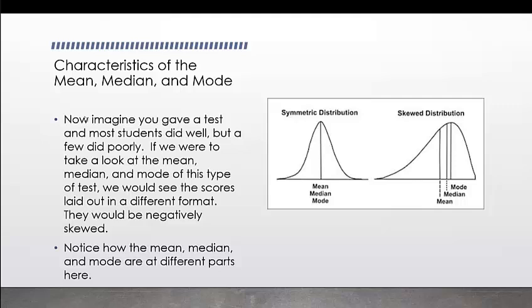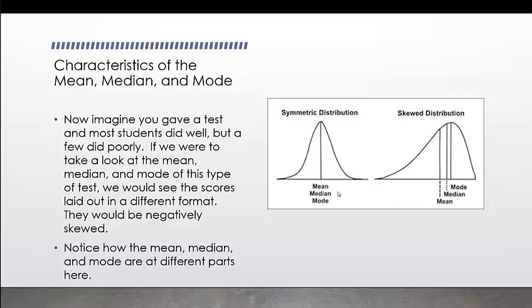So let's look at this chart here. Imagine that we give a test to students, and most students do well, but a few do very poorly. If we were to take a look at the mean, median, and mode of this type, we'd see the scores laid out in a different format. They would be skewed, what we call negatively skewed. Okay.